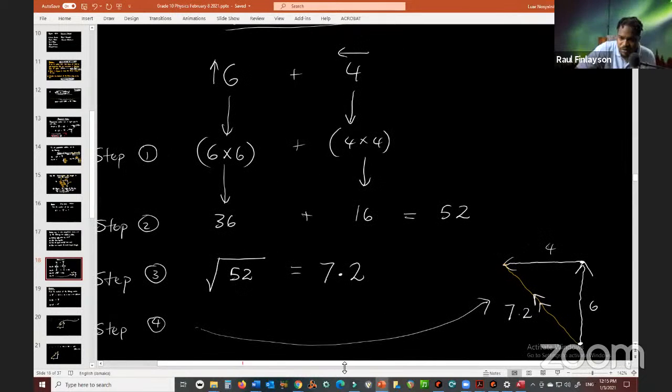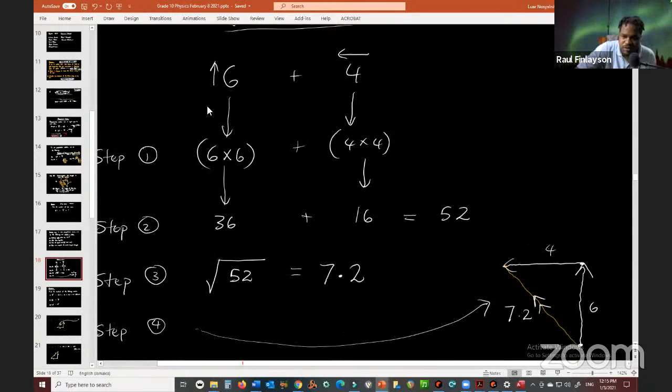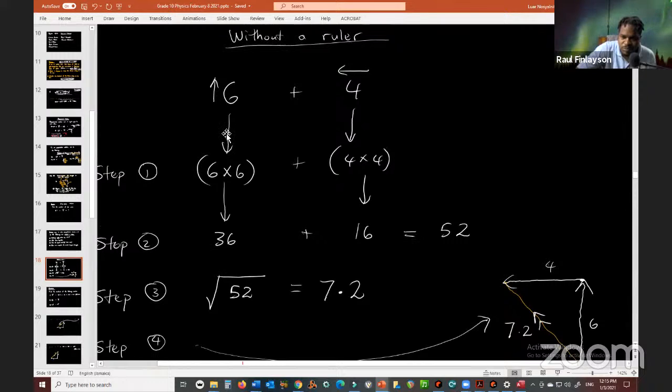So in step 1, you multiply each vector by itself. You have 6 going up and 4 going towards the left. So you say 6 times 6, and then you add that to 4 times 4. Step 2: add the two numbers. I get 36 plus 16, and that gives you 52. Then the third step is to find the square root of 52.